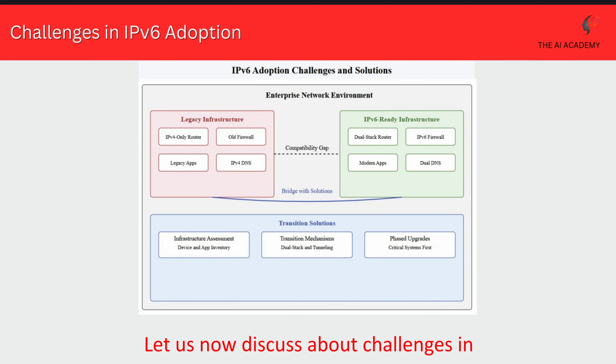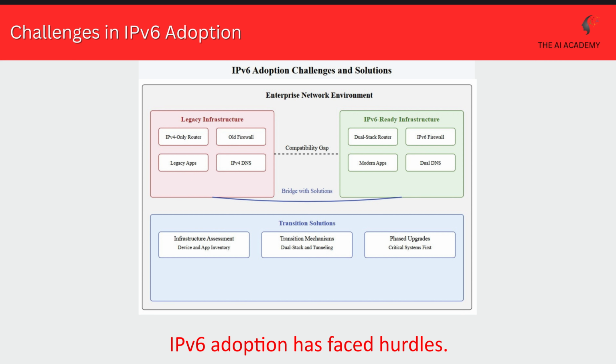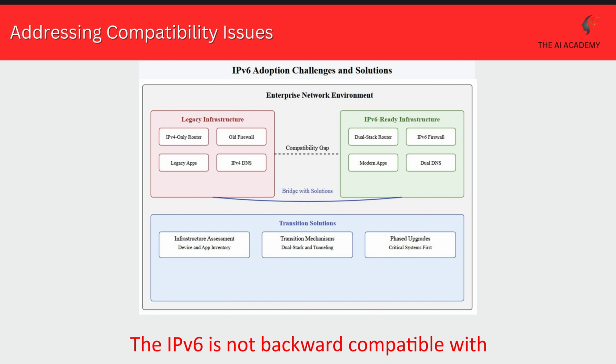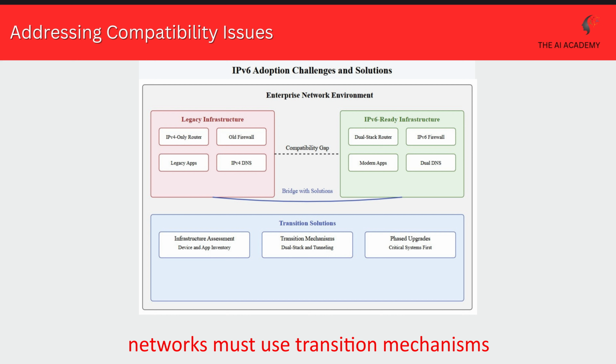Let us now discuss challenges in IPv6 adoption. Despite its advantages, IPv6 adoption has faced hurdles. Two key challenges are the compatibility issues and configuration pitfalls. Addressing compatibility issues: IPv6 is not backward compatible with IPv4. Devices and networks must use transition mechanisms or dual-stack implementations to enable communication between the two.